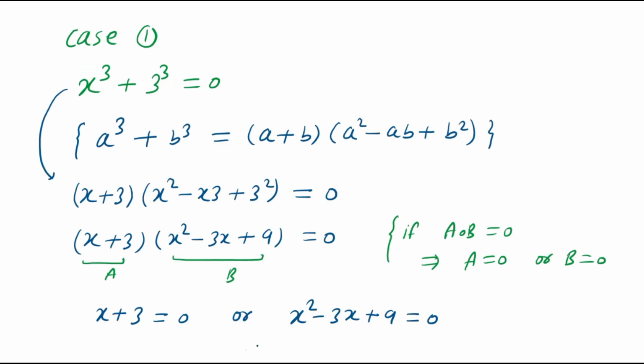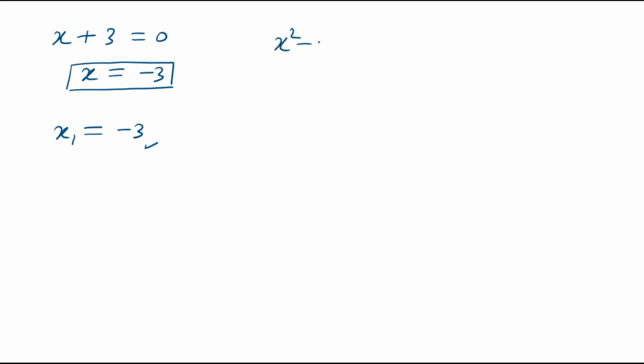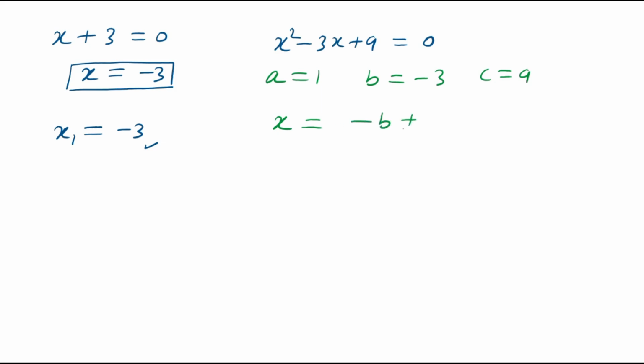Now here we have the quadratic equation x^2 - 3x + 9 = 0. On the left hand side we have a quadratic equation. Here we will apply the quadratic formula because this quadratic equation is not factorizable. The value of a is 1, the value of b is -3 and the value of c is 9. And the quadratic formula: x = (-b ± square root of (b^2 - 4ac)) divided by 2 times a.